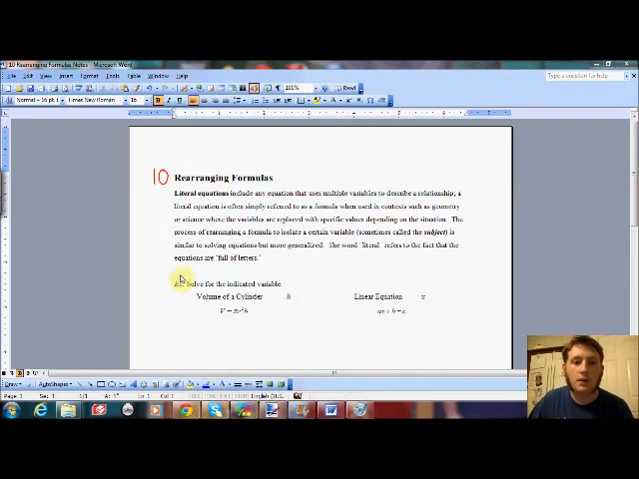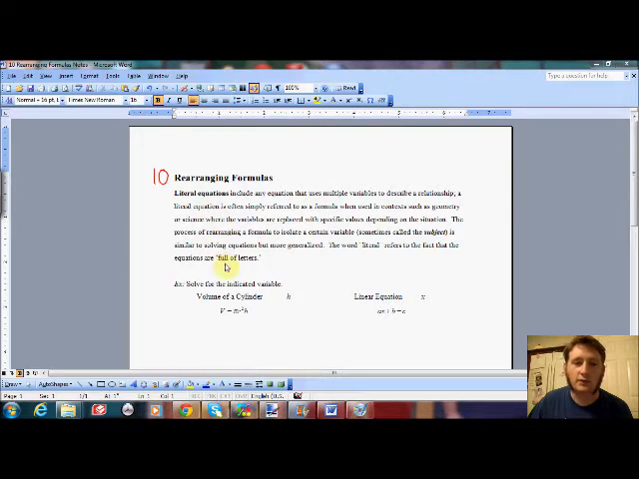Hello. There is no PowerPoint for this lesson 10. It's actually almost completely examples. I call this lesson Rearranging Formulas, which the goal there is then pretty straightforward. Students should be able to rearrange a formula that has multiple variables for a specified variable. Some people call this solving literal equations.